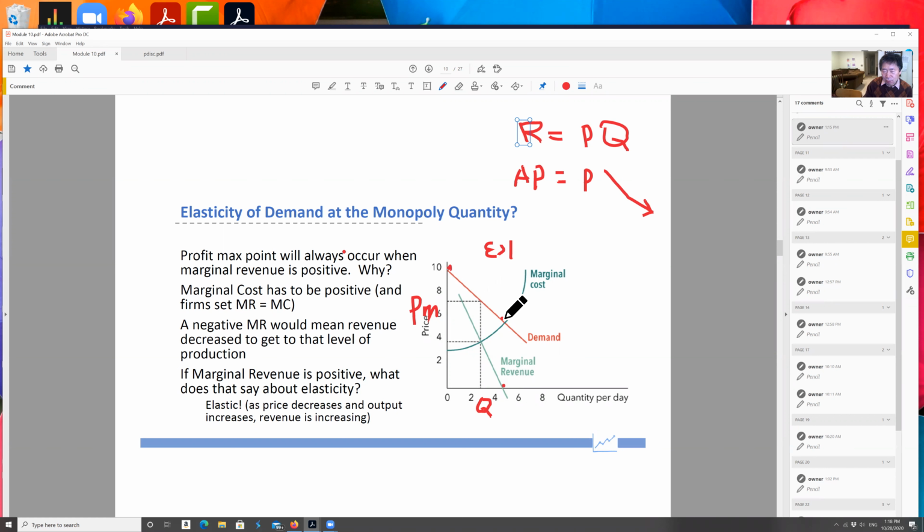Beyond that, you don't want to go there because as you increase production, revenue is actually going down. So why would anybody do that, okay? So when the monopolist is operating, whether it's maximizing profit or minimizing its loss, revenue must be increasing at this point, meaning the price elasticity of demand must be greater than 1, okay?